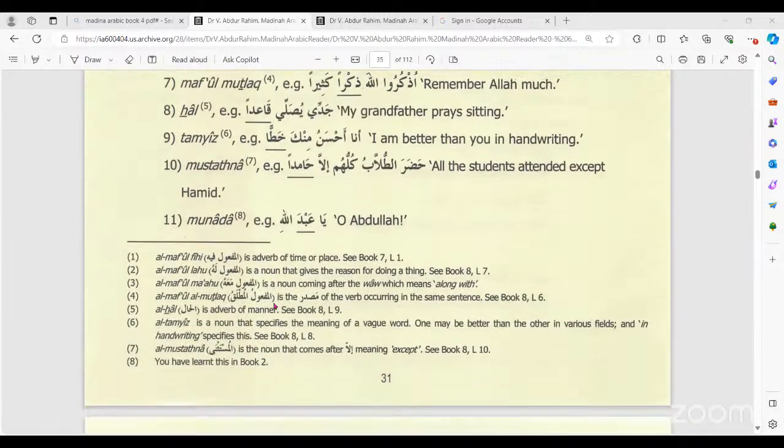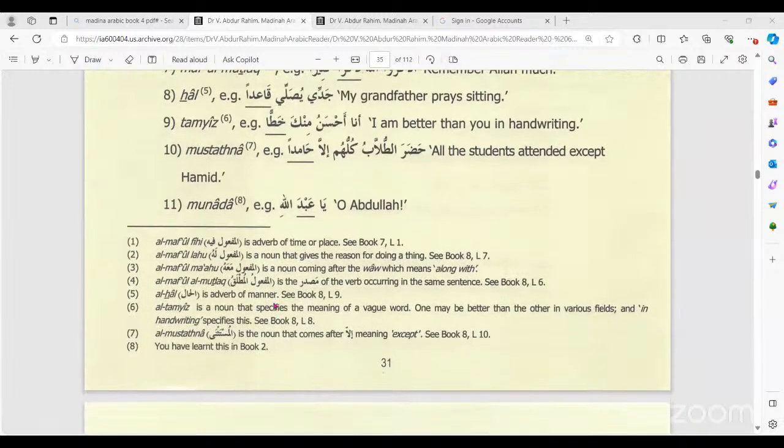So let's read the bullet point. Point number 4 under the footnote. Maf'ul mutlaq is the masdar of the verb occurring in the same sentence. Yeah, so it's basically the root word of the verb occurring in the sentence. Like, for example, I ran.